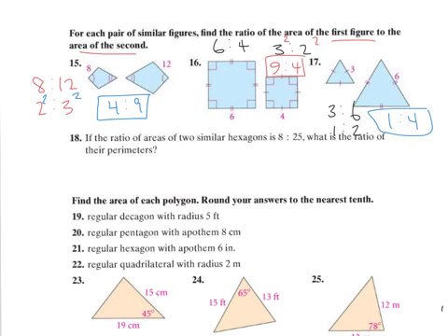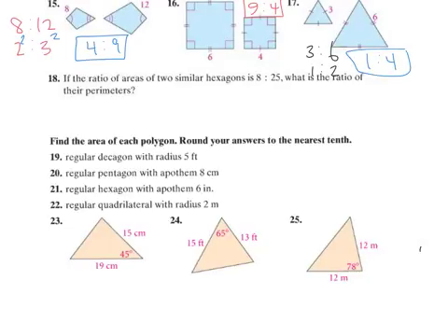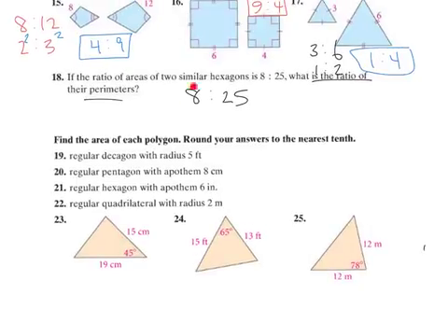And number 18, the ratio of the areas is 8 to 25. What is the ratio of the perimeters? So these are squared terms, so to figure out the perimeter ratio or similarity ratio, I need to take the square root of both of them. So this is going to be 2 root 2 to 5, because if I break down the square root of 8, it's 2 root 2.